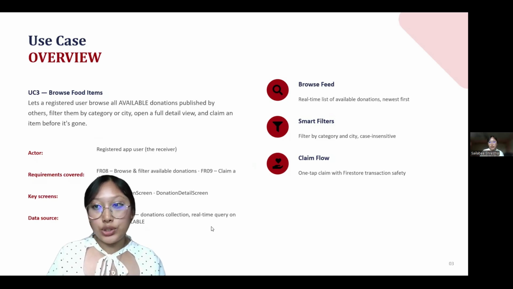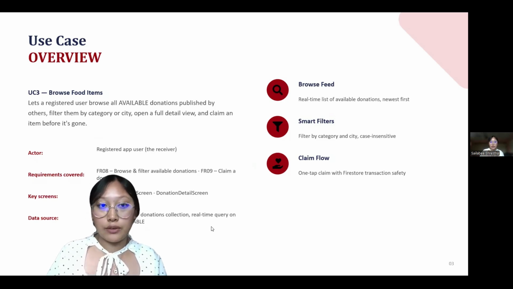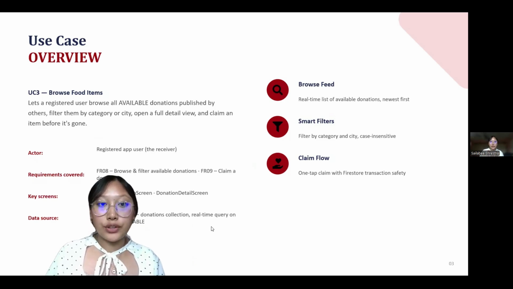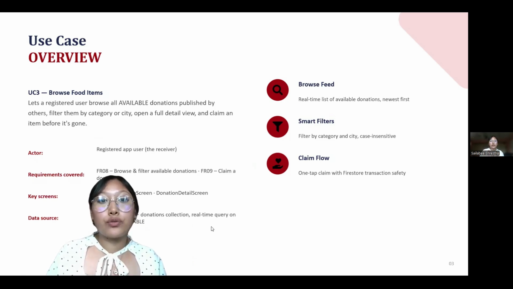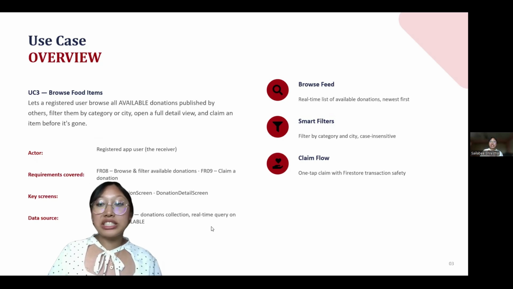What exactly is UC3? Simply put, it lets a registered user browse every donation that's currently available from other users, filter that list by category or city, open a full detailed view of any item, or claim it before someone else does. The actor here is a receiver, a registered app user looking for food. It covers two functional requirements, browsing and filtering donations, and claiming one. It's built on two screens, the browse donation screen and the donation detail screen.